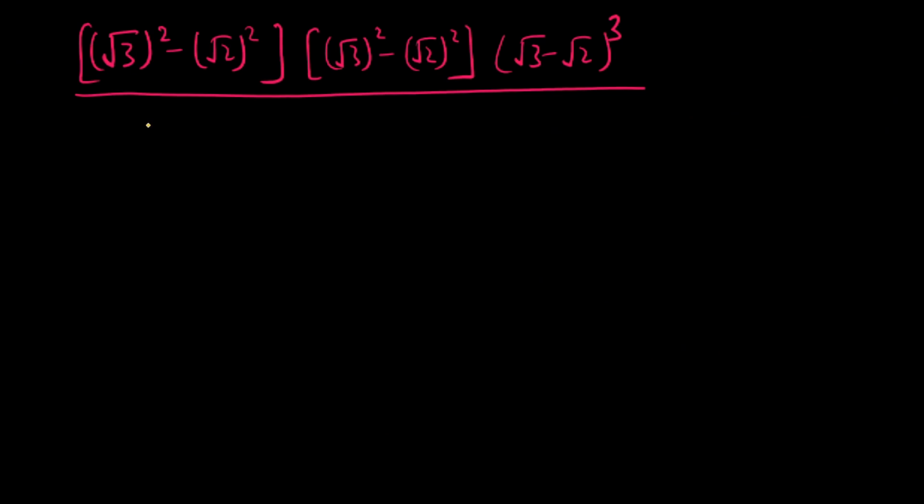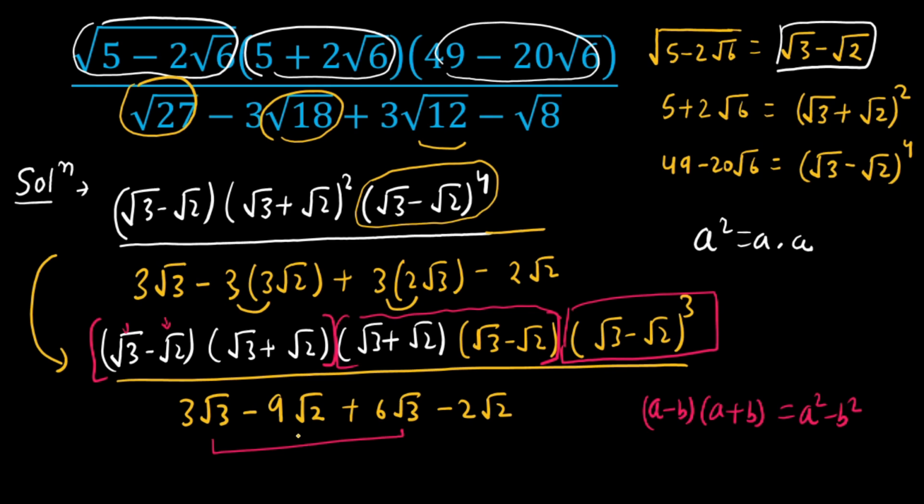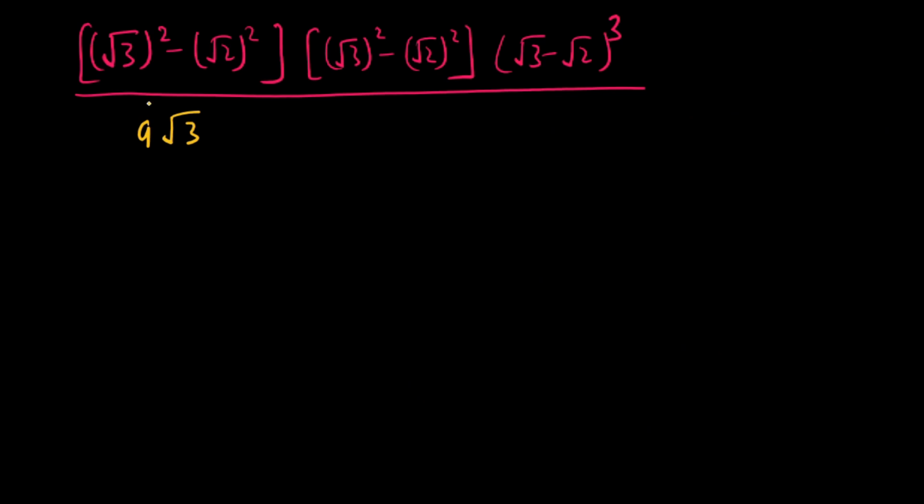Here 9 times square root of 3 and 9 times square root of 2 minus, or this is minus 2 times square root of 2, that is minus 11 times square root of 2. This square root is cancelled out by this square, and this square root is cancelled out by this square. This square root is cancelled out by this square. This square root is cancelled out by this square.